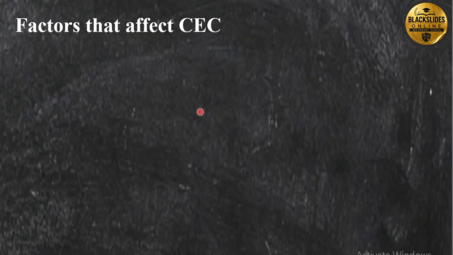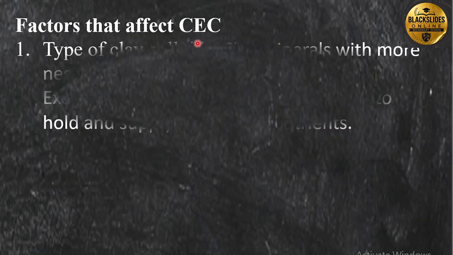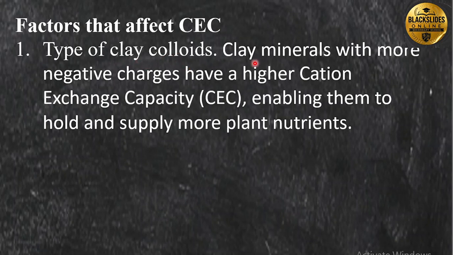Factors that affect cation exchange capacity include type of clay colloids. Remember, clay colloids are soil particles on whose surface there are negative charges. So clay minerals with more negative charges have a higher cation exchange capacity, enabling them to hold and supply more plant nutrients. So the more negative a soil sample is, the greater would be the cation exchange capacity, which enables the soil to hold and supply more plant nutrients.